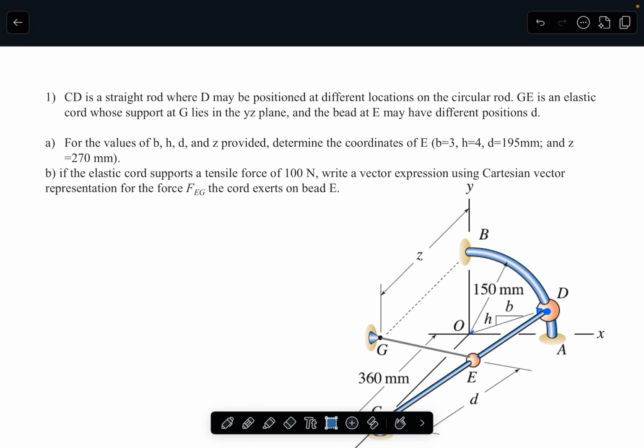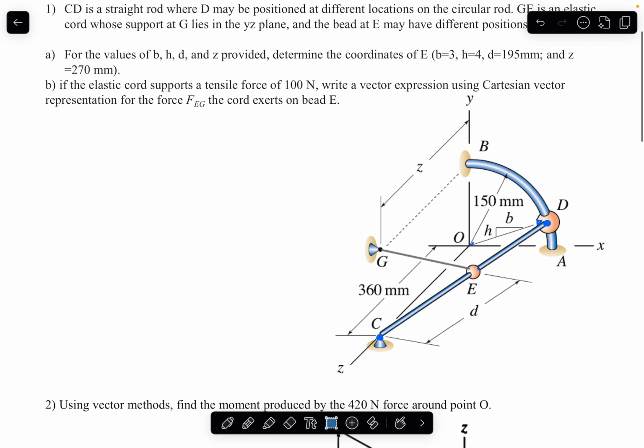CD is a straight rod where D may be positioned at a different location on the circular rod. G is an elastic cord whose support at G lies in the YZ plane, and the bead at E may have different positions. For these values, B, H, D, and Z are provided. We must determine the coordinate of E. First, we look at the diagram and identify that E is in between C and D.